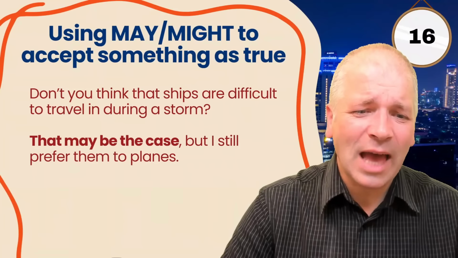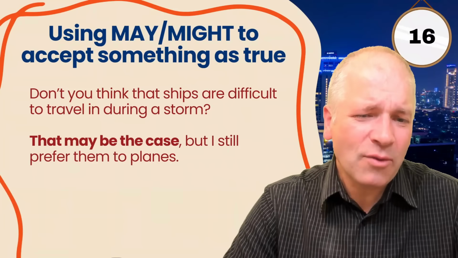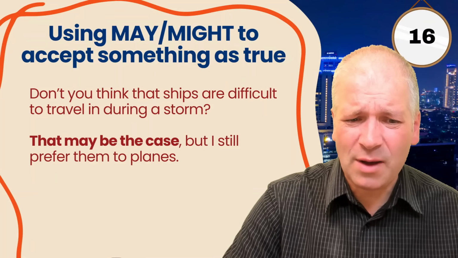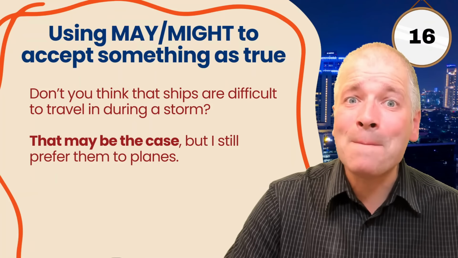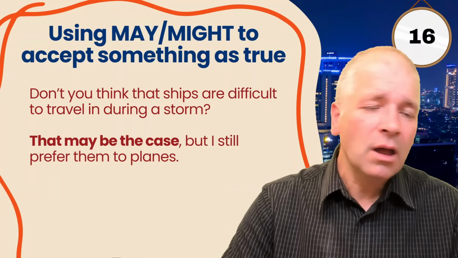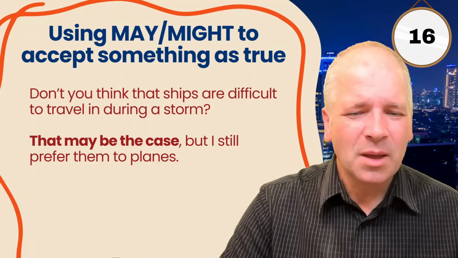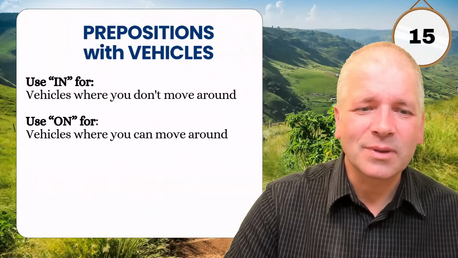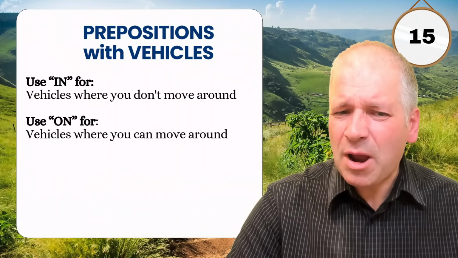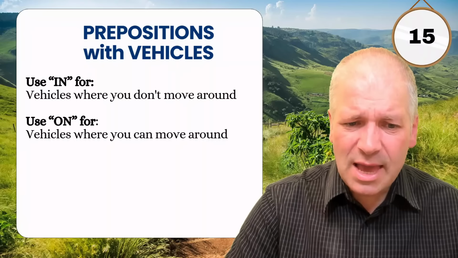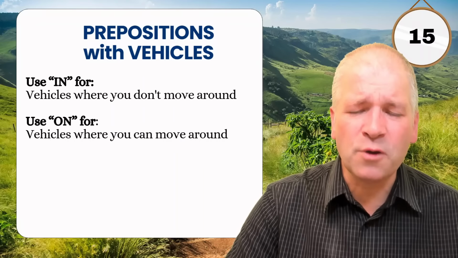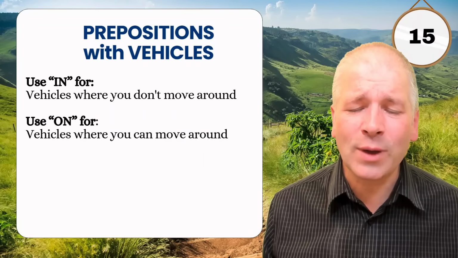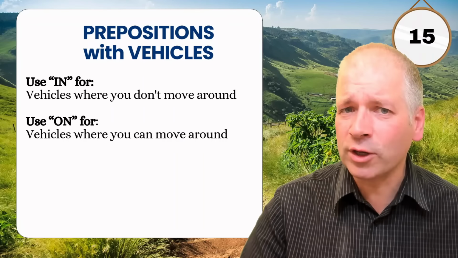May or might can be used when we are accepting that something is true. Do you think that ships are difficult to travel in during a storm? Well, that may be the case. I accept that as true, but I still prefer them to planes. Sometimes we use different prepositions with vehicles. We use in for vehicles where you don't move around, such as I'm in a car, but on for vehicles where you can move around, such as I'm on a train.